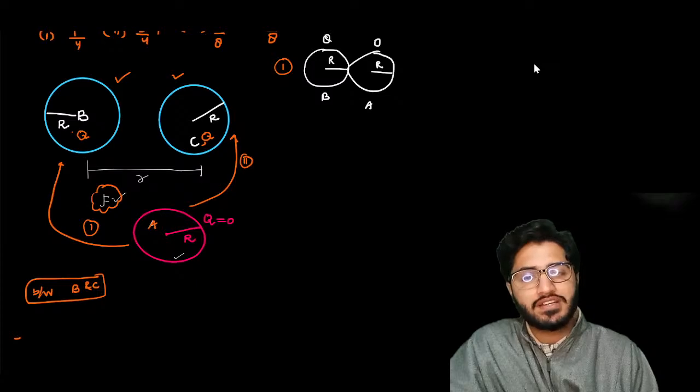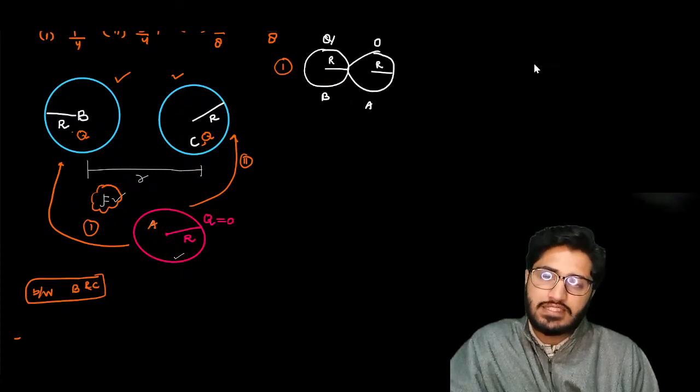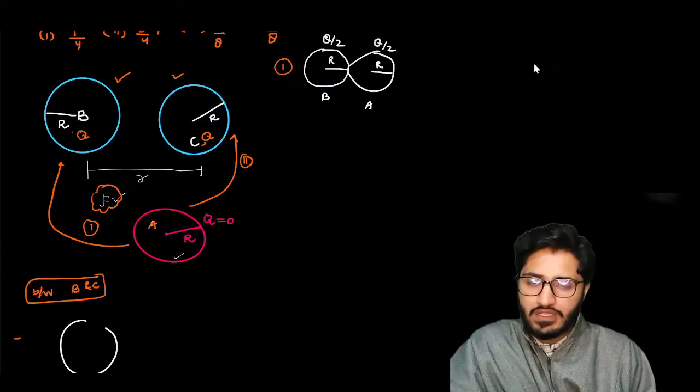Now what will happen? There will be a charge distribution. Look, if we have identical spheres, there will be half of the charge. So my final charge will be Q by 2 here, and Q by 2 here. Done. So now my body B has radius R, and the final charge on body B is Q by 2.